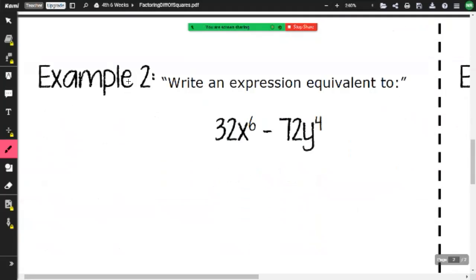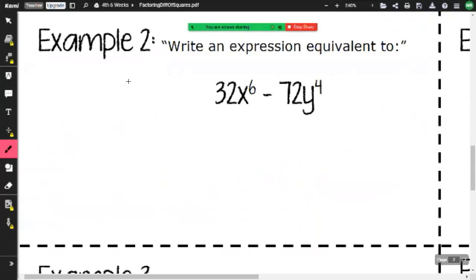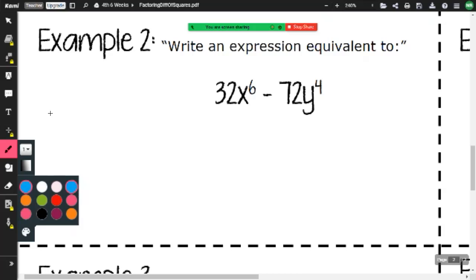All right, so questions on the STAR test will be worded similarly. Write an expression equivalent to. I do not like that though. Okay, so write an expression equivalent to. You know that you're going to use difference of squares because why? Two things. Not because of the variables. No. There's a minus sign in between how many terms? Two. Two terms, minus sign. That means I get to try to do difference of squares.